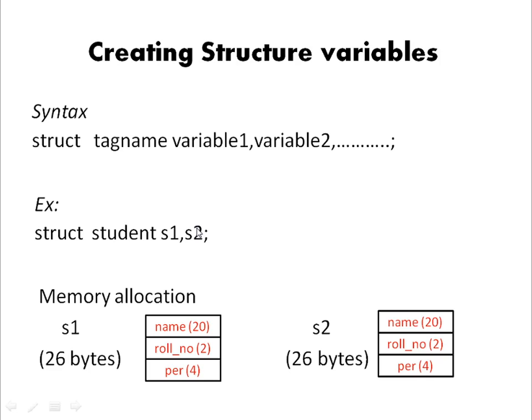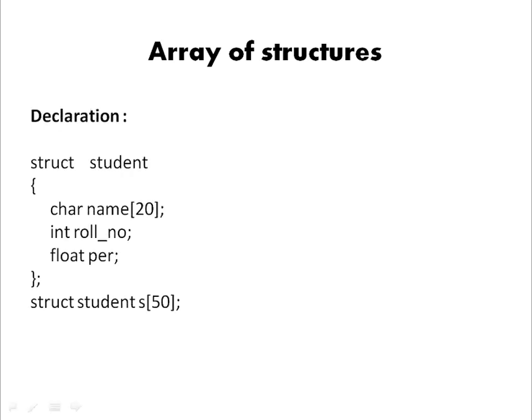Rather than that, I'll go for creating an array of structures. Now, how do I create an array of structures? If I rewrite the entire structure for you: struct student, char name, int roll number, float percentage. Then struct student, and I'll create a variable called s, whose size will now be allocated as 50. Struct student s of 50.